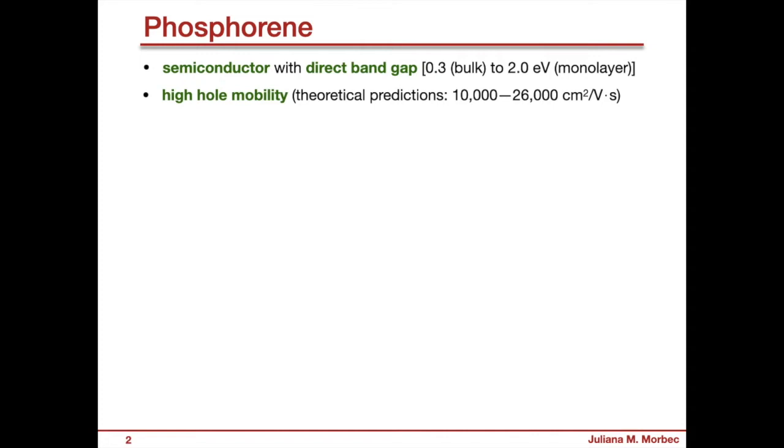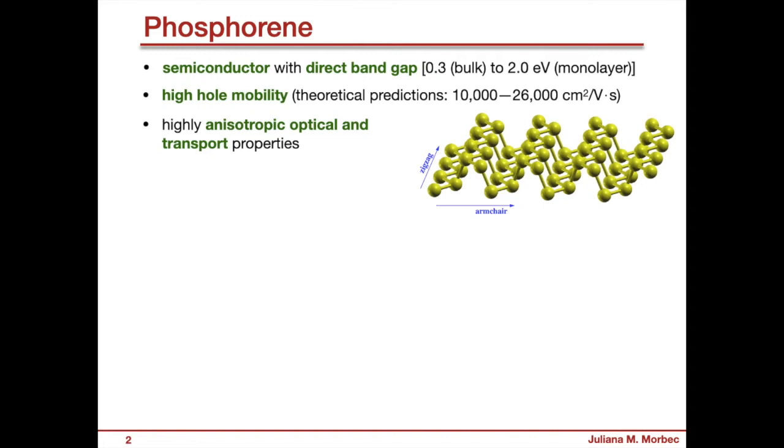It's also very interesting because it has high hole mobility and high anisotropic optical, electronic and transport properties. These anisotropic properties come from the puckered structure that phosphorene presents. When you look at the properties along the zigzag or along the armchair directions, you see an anisotropic behavior for electronic, optical, and transport properties. For example, the mobility changes when you look at the armchair direction or the zigzag direction.